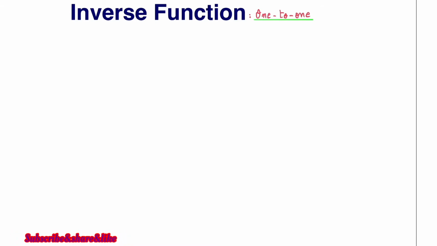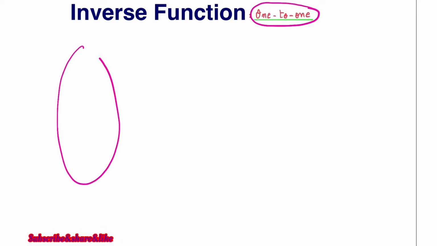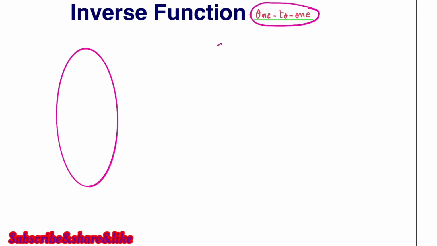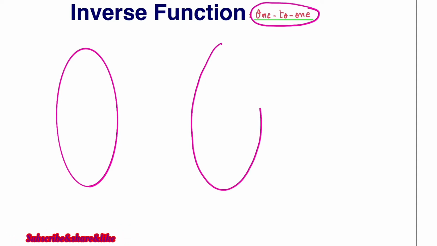First of all, to find the inverse function of a function, the function has to be a one-to-one function. What does one-to-one function mean? Each value of the domain has only one value in the range.